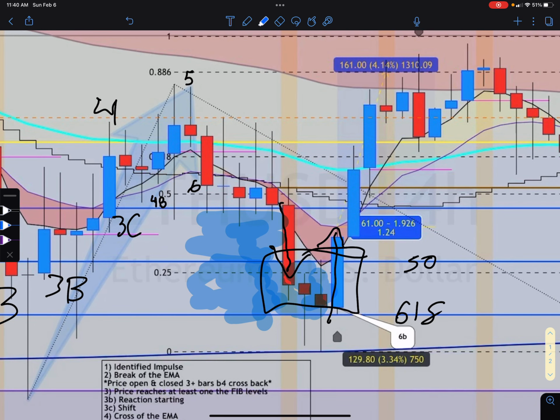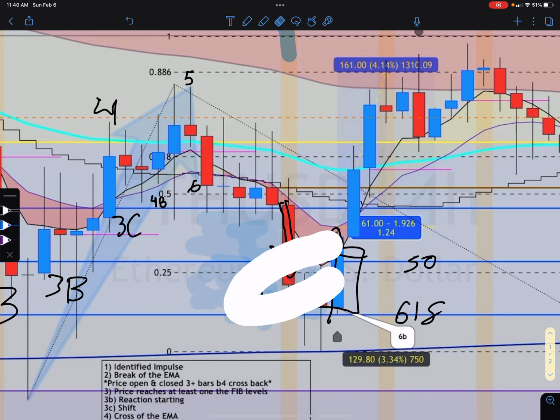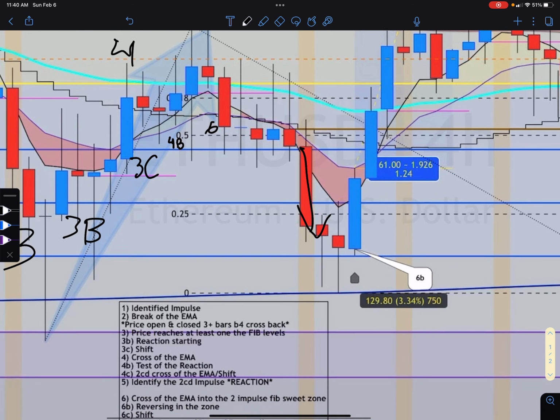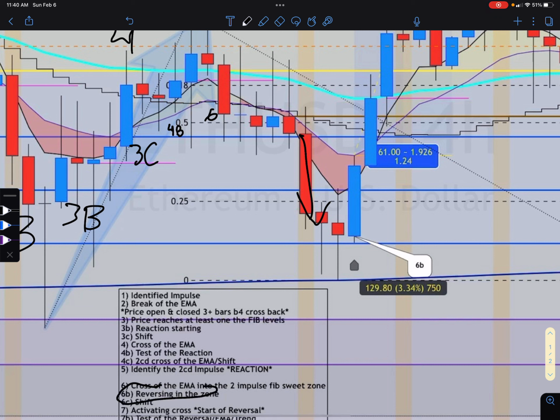is a test. It's a fight. And the bears came to play. Remember, we had this big giant bearish candle. The bears definitely came to play. So, yeah, engulfing down, hesitation, engulfing back up. That's our 6B. Specifically, what is 6B? Price is reversing in our zone.